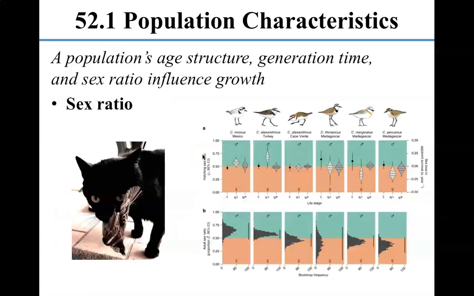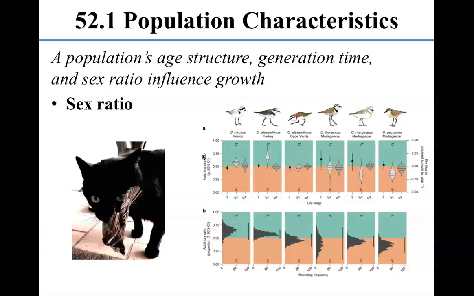Sex ratio is the proportions of males and females in a population. Why would we care about that? Because females are the ones that are doing the reproducing. So sure, males provide DNA in their sperm, but really the number of females is going to have the biggest impact on the number of babies that are born. So if a population has more females than males, then we would expect that population to grow faster than one that has more males than females.